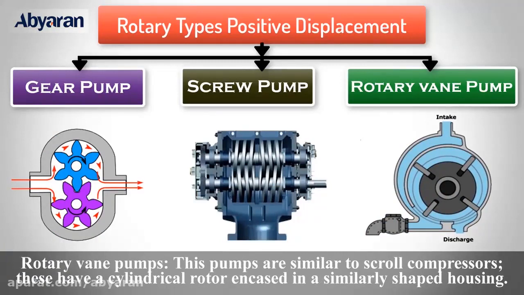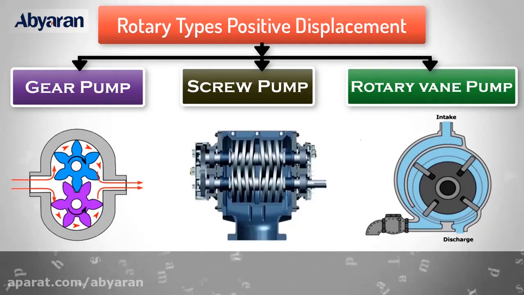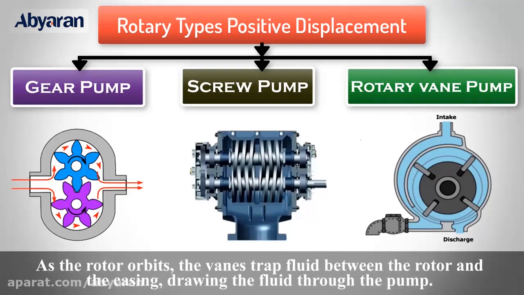These pumps are similar to scroll compressors. These have a cylindrical rotor encased in a similarly shaped housing. As the rotor orbits, the vane traps fluid between the rotor and the casing, drawing the fluid through the pump.